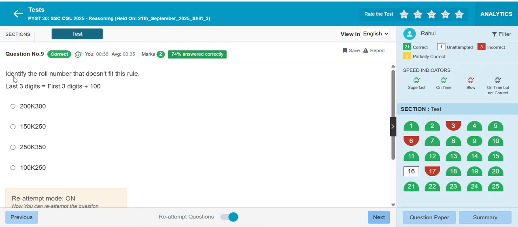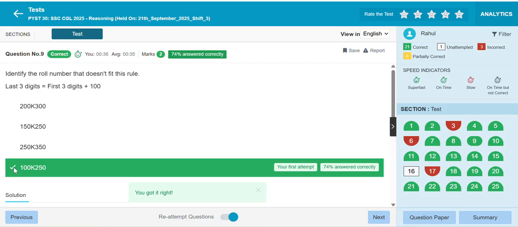So next is identify the roll number that doesn't fit this rule. What the rule is: last three digits is equal to first three digits plus 100. So if it is 100, then the last three digits would be 200. So 100 to 200. That should follow: 200 plus 100, 300. 150 plus 100, 250. 250 plus 100, 350. So here it should be 100 to 200.